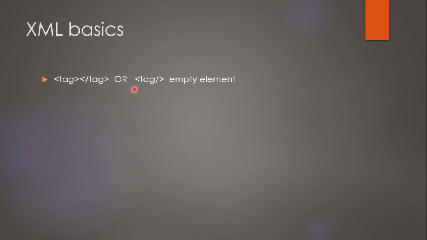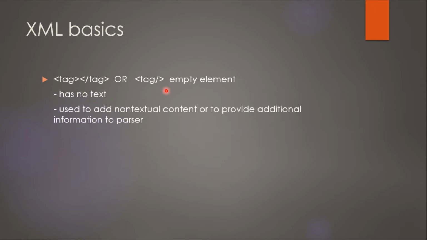Now the next one is the empty element. How to declare an empty element with the help of tag opening and closing. Okay, this is how to declare the empty tag in XML. These are the two ways. The first one is this and the second one is this. As there is no text, it is used to add non-textual content to, or provide additional information to, the parser.